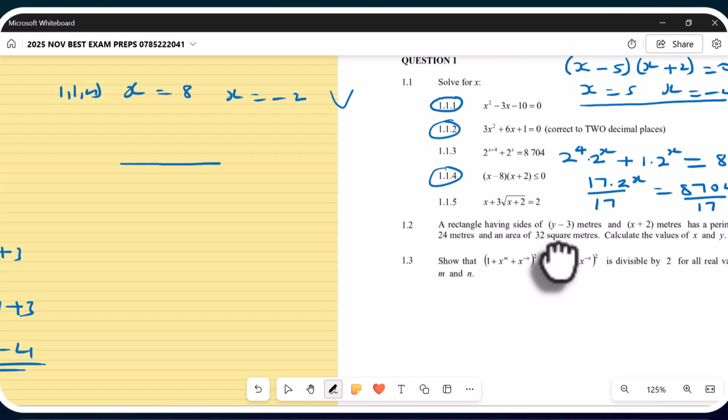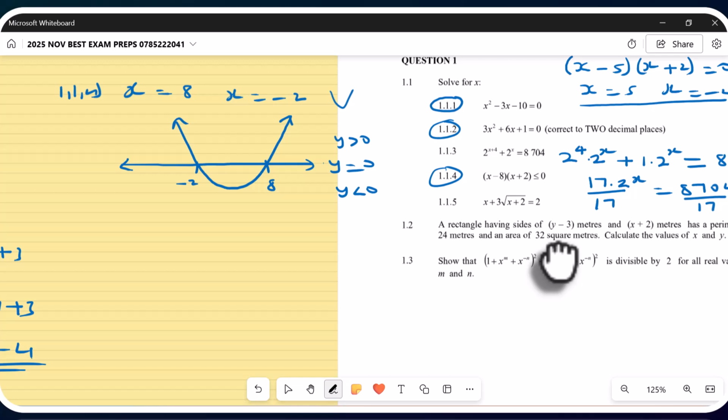So look at the question. They said less than or equal to 0, which means we are looking for the x values where the parabola is below the line. You can see that this parabola is below the line at this point here. The x values begin from negative 2 until 8. So our answer is going to be negative 2 less than or equal to x, less than or equal to 8.